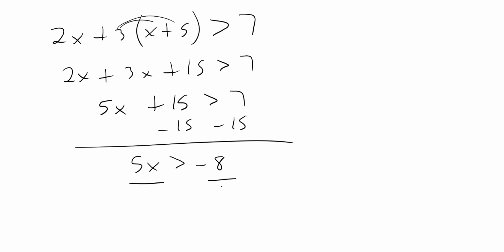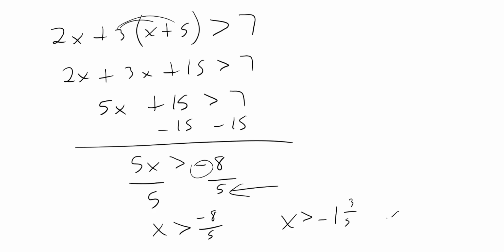Okay, it's a little ugly, but no big deal. We're going to divide by 5. Are we dividing by negative? This is negative, but we're not dividing by negative, so we keep the same sign. So we get x is greater than, and you can leave it as negative 8/5, that's okay. Or you could say x is greater than negative 1 3/5, or x is greater than negative 1.6. Any one of those answers is correct. I don't care. Okay? Not bad.